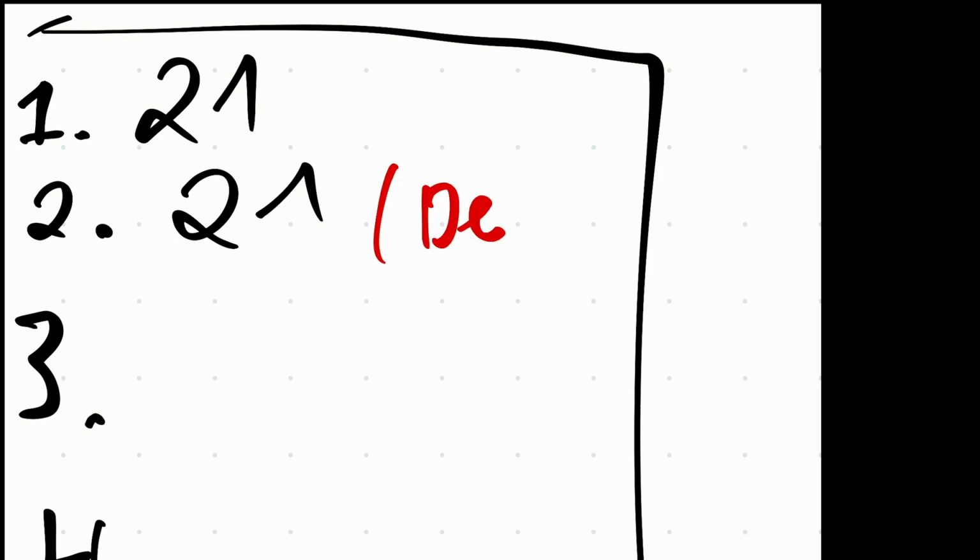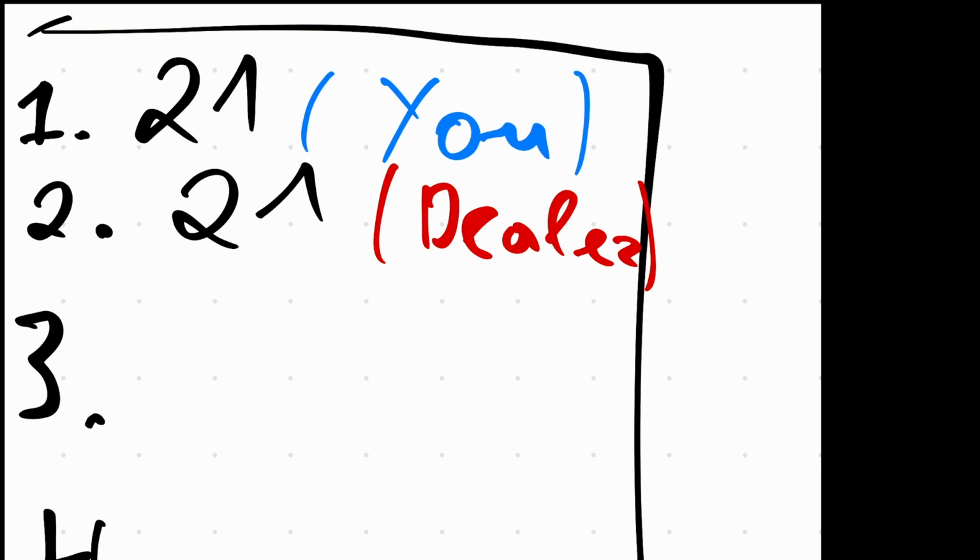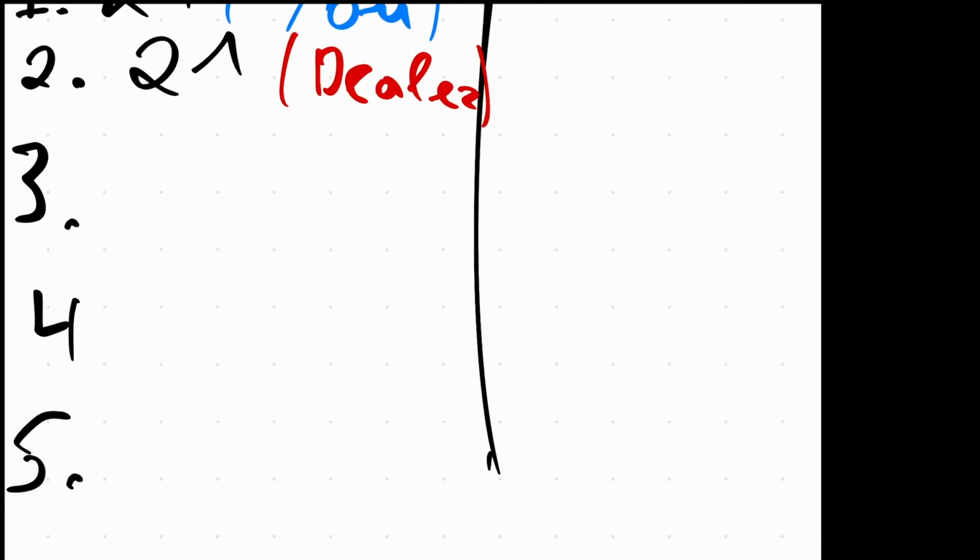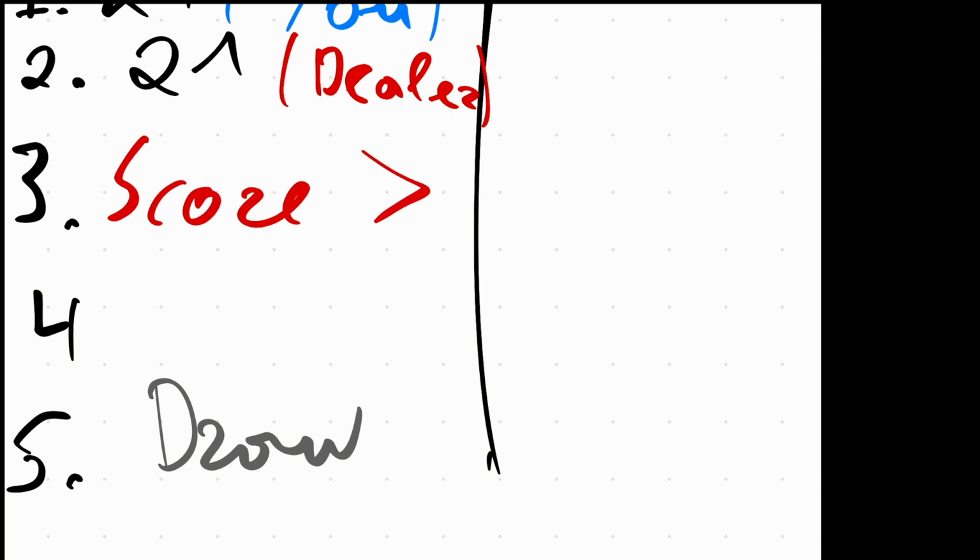So I write dealer, and the first one is going to be a win for you, right? So I'm going to write U. The last one is going to be a draw, so I'm going to make it gray. So draw, and here we're going to say score bigger. So this is the dealer has a bigger score than you, and here is score.